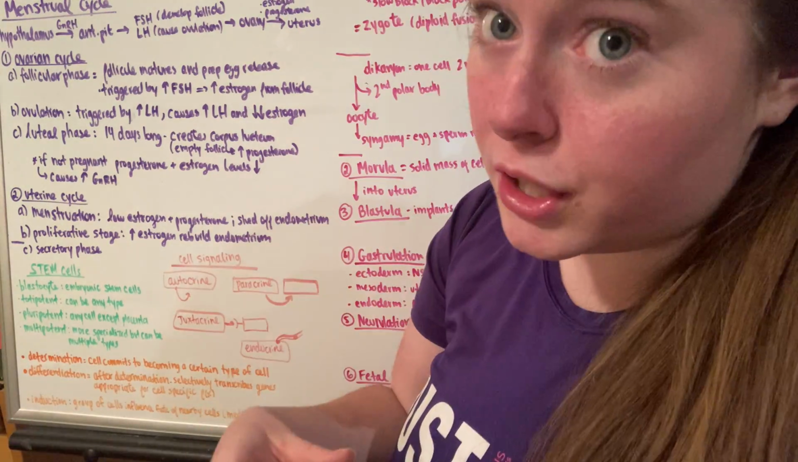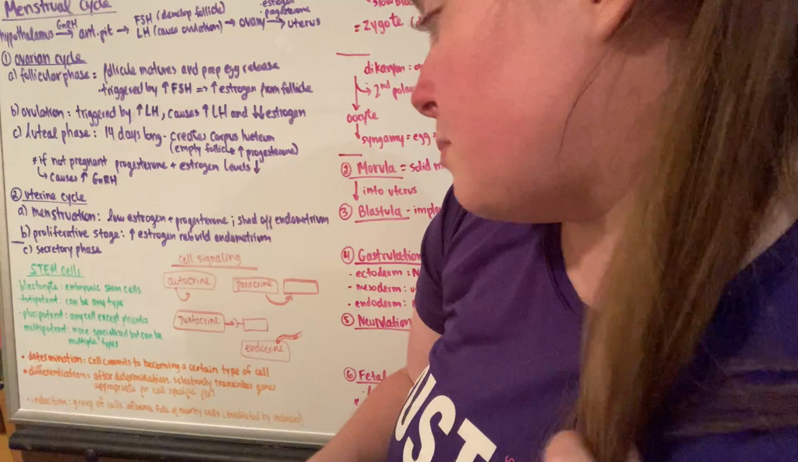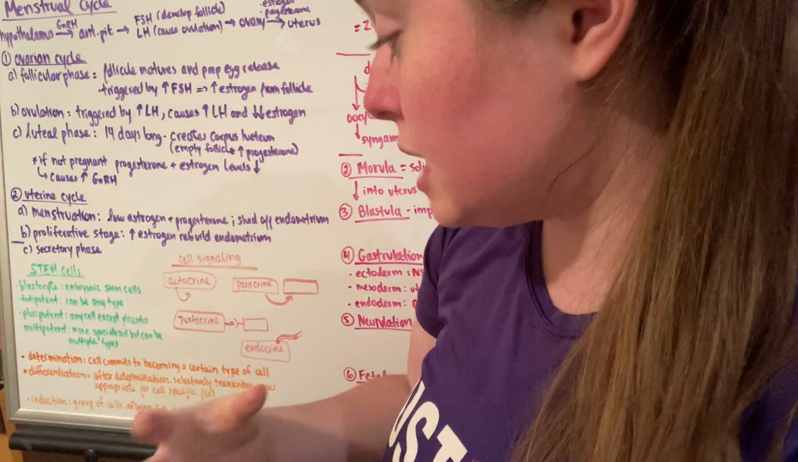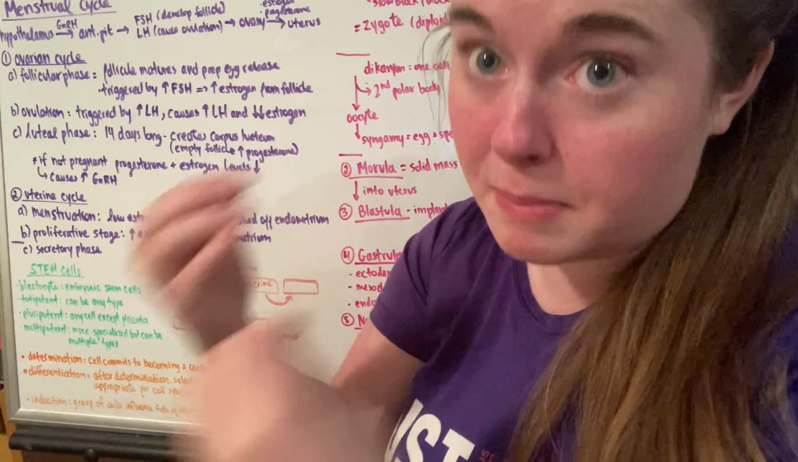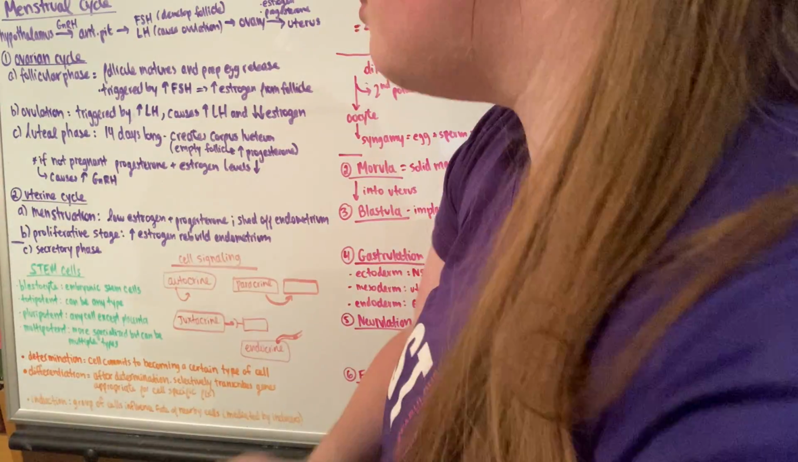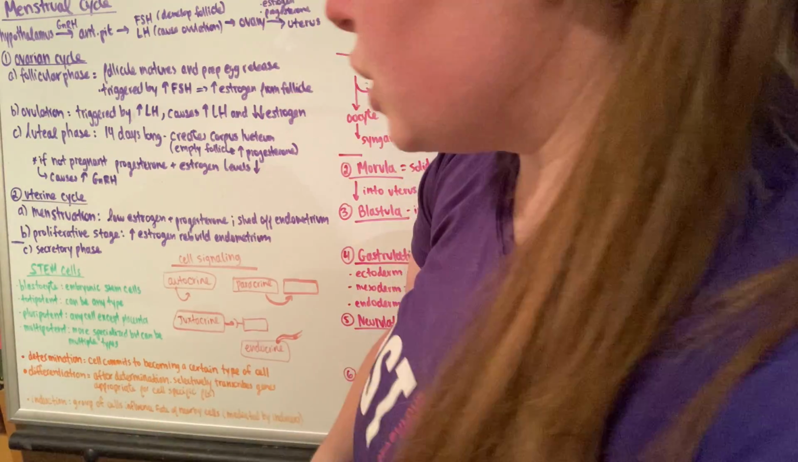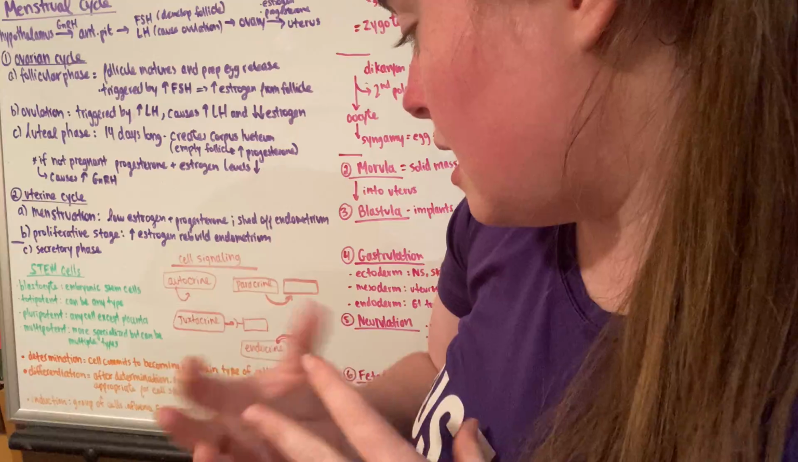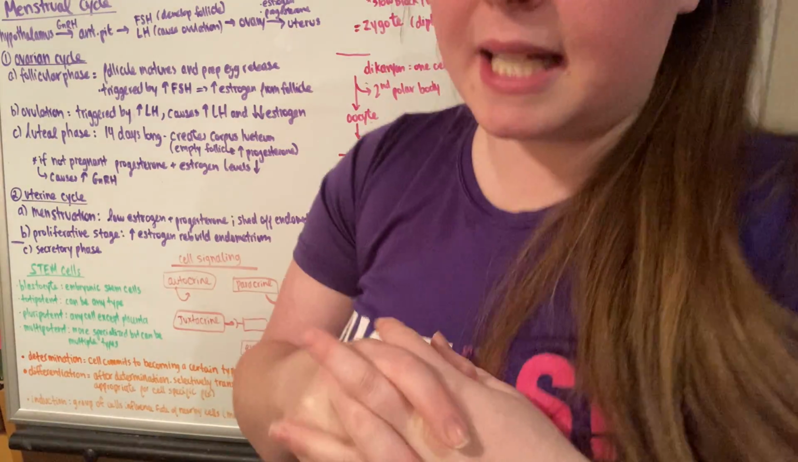Then we have differentiation, which occurs after determination. This is when you selectively transcribe certain genes that are appropriate for the cell's specific function that cell is determined to be. Then we have induction, which is when a group of cells influences the fate of surrounding cells. That's a lot of the time mediated by inducers.